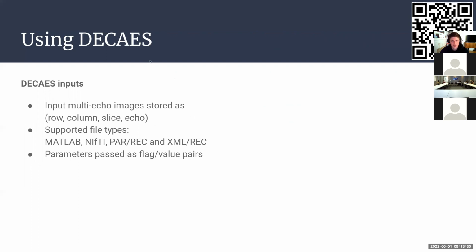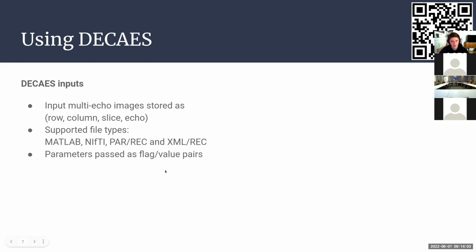So just in terms of using DECAES, where we're going to go with this tutorial is supposed to be very simple for anybody who's never used Julia before. We just take regular multi-echo images as inputs, stored in the usual row, column, slice, echo order. We support as many file types as we can: MATLAB, NIfTI, PAR/REC, and XML/REC. These last two are thanks to Christian Kames. He actually wrote the official Julia file reader for these file types, so thanks for that. We just depend on that, and we load it like a normal file now.